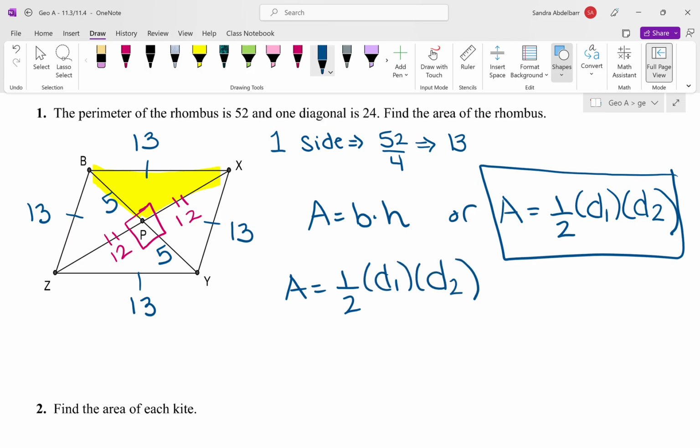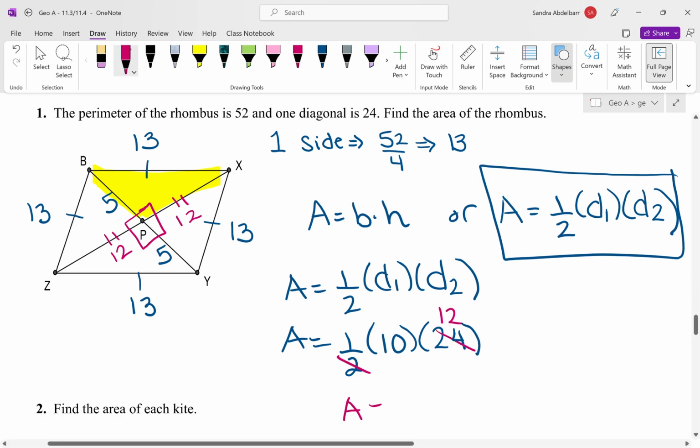Now, guys, remember, a diagonal has to go from vertex to vertex, corner to corner. So my diagonal is not 5. What is my whole diagonal? 10. What's my other diagonal? I heard it. 24. So I'm going to do half of 24 is 12. 10 times 12 is 120 units squared.